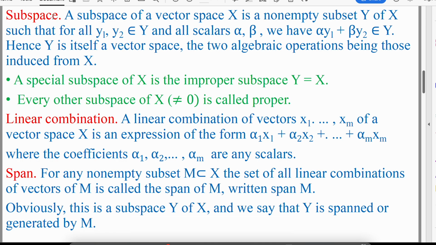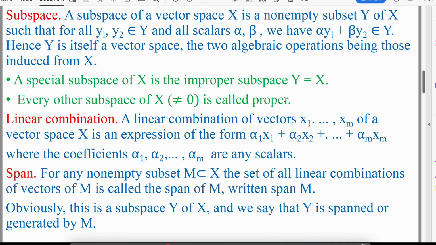Now what is a subspace? A subspace of a vector space X is a non-empty subset Y of X, such that for all y1, y2 belonging to Y and all scalars alpha, beta we have alpha y1 plus beta y2 belonging to Y. Hence Y itself is a vector space, the two algebraic operations being those induced by X. A special subspace of X is the improper subspace Y equal to X, and every other subspace of X which is not equal to 0 is called a proper subspace.